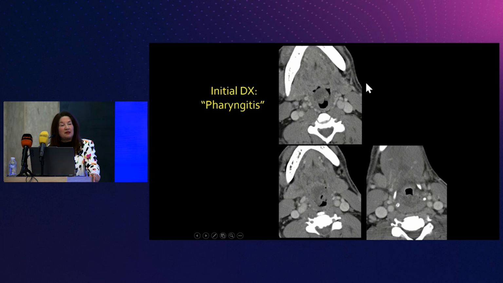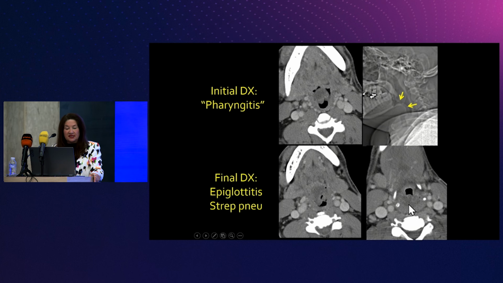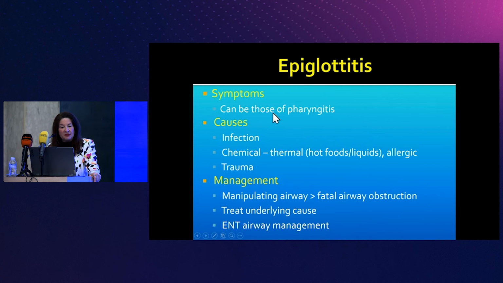This was a patient that came in with a sore throat and was read as having pharyngitis. We all know anatomic misstep. This is the epiglottis. This is actually epiglottitis, and it was strep pneumonia. You can see the classic thumbprint sign on the scout topogram. Epiglottitis happens in adults. It has the same symptoms as pharyngitis, as in this case.